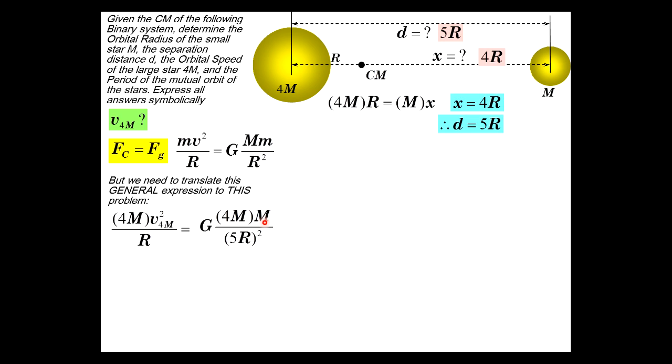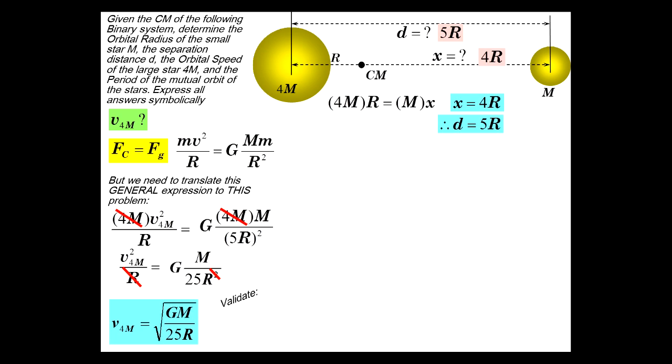Okay. And then the separation distance is what this is, and that's 5r. So r is really like the distance, and the distance is 5 radii, 5 of these radii, squared. So there it is. Now the 4m's go away, real obviously. And so we have v squared over r equals GM over 25r squared. You might have seen faster that one of these r's goes away. Well, they do. So there we go, and we get v of 4m, taking the square root of GM over 25r.